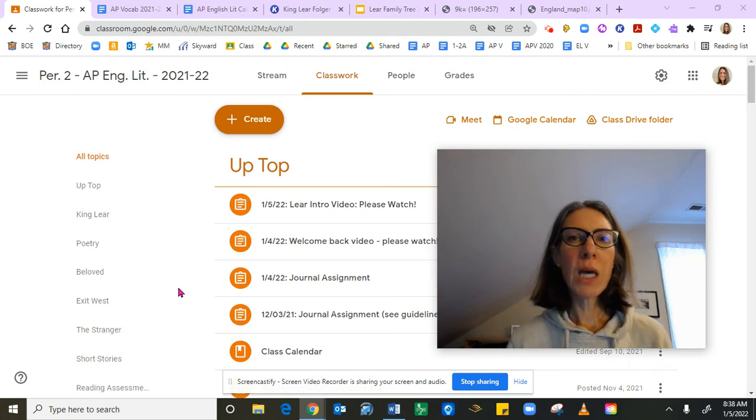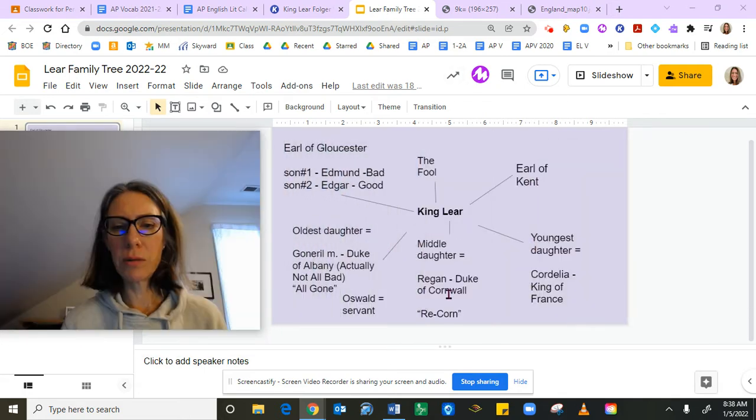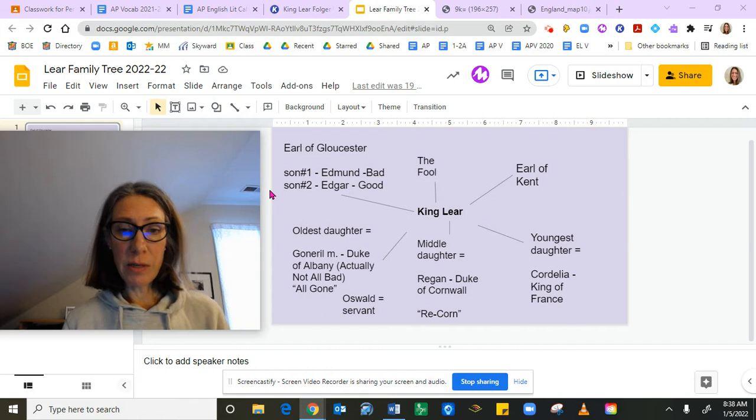Okay, I'm back. I added some details to the family tree. So now I added oldest daughter, middle daughter, youngest daughter. All right. So I posted that on Google Classroom, but you should have drawn your own in your notes.